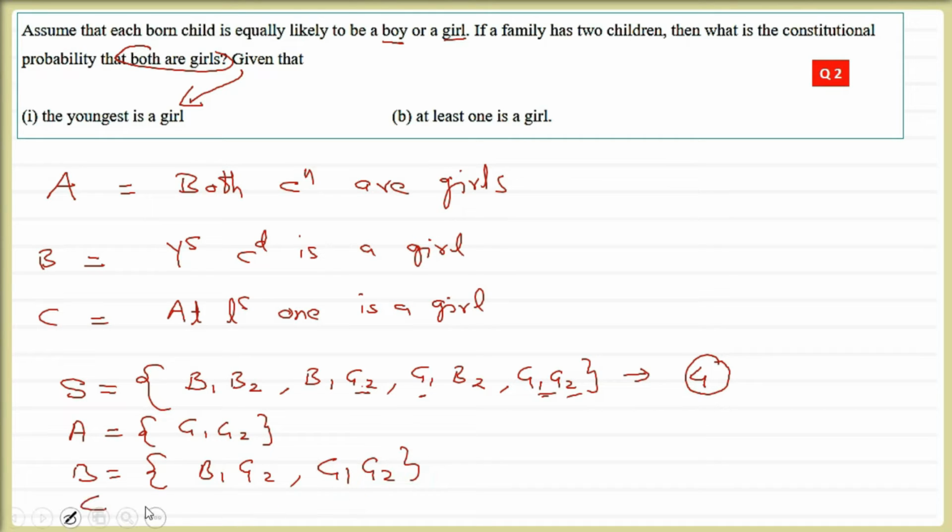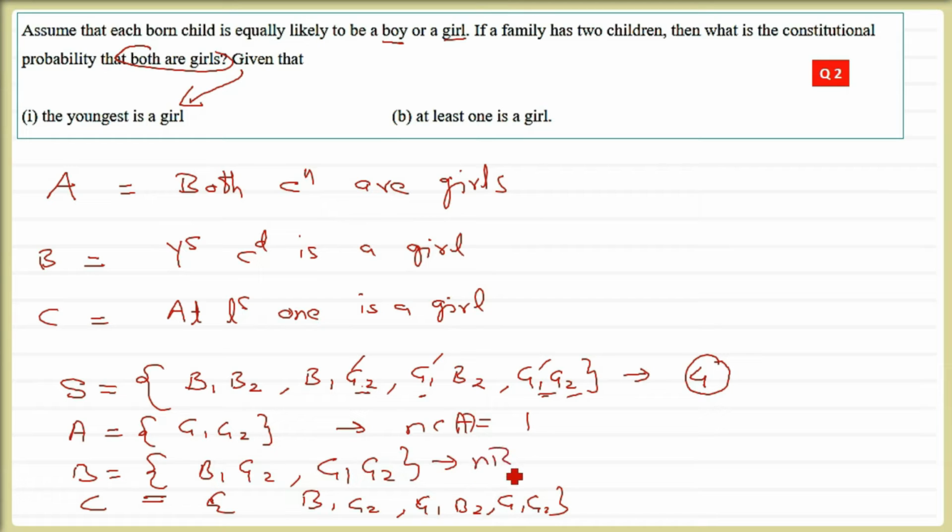is this criteria. Now making this same for C, at least one is a girl. So only boys you can remove, others are girls. One or the two girls are there. B1 G2, G1 B2 and G1 G2. Now in A, what is n number of elements? In NA, 1. In NB, we have B1 G2 and G1 G2, that is 2. In NC, we have 3.